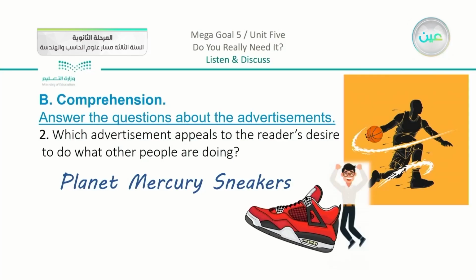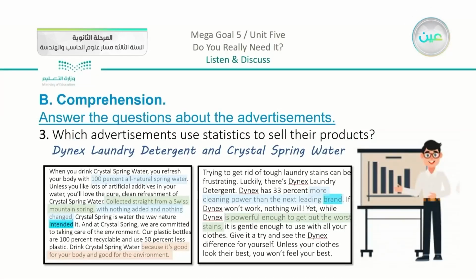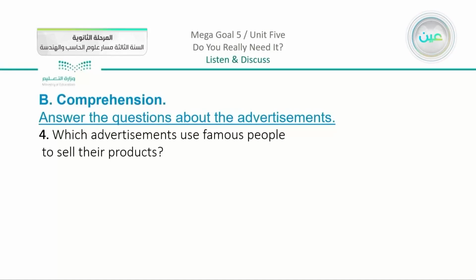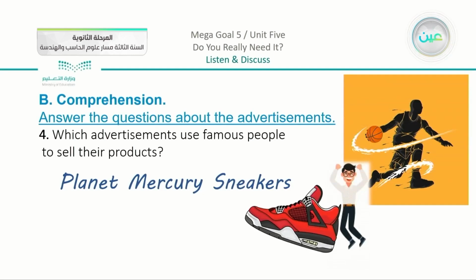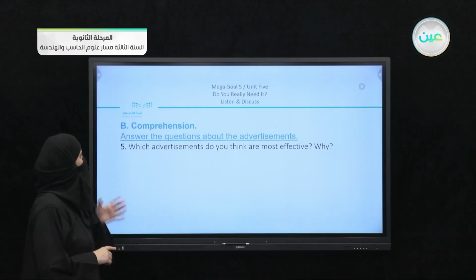So we have here the Planet Mercury sneakers in general, and then we have here: which advertisements use statistics to sell their products? So actually here we did mention something about numbers, about statistics, and here we have 2 types. So you can see that we have here the Dynex laundry detergent and the Crystal spring water. They both had some kind of statistics in the paragraphs that we mentioned. Now we have also question number 4. Which advertisements use famous people to sell their products, which is the same as we mentioned before when we mentioned NBA players. And the last question here we have: which advertisements do you think are most effective and why?